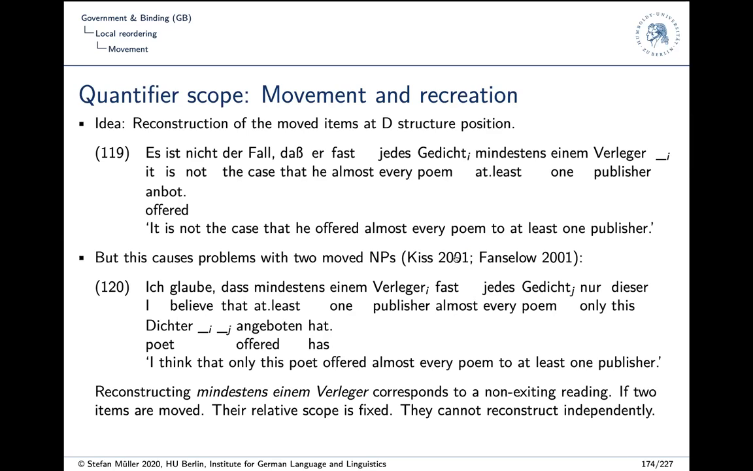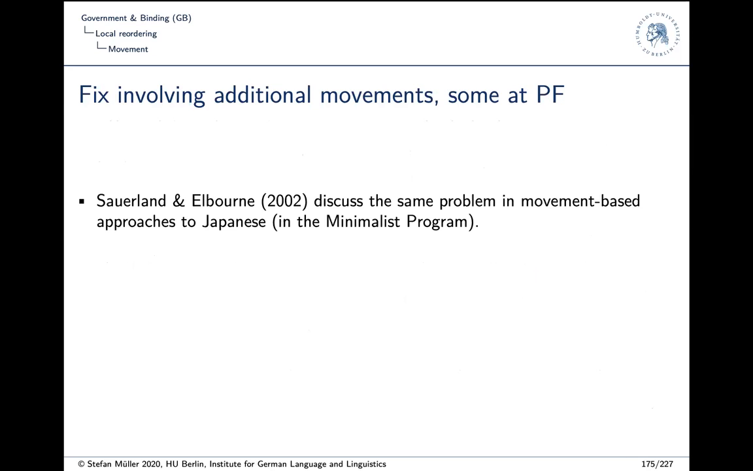So there have to be other accounts of the scopings, and the movement-based approach makes wrong predictions. There have been attempts to fix that. One paper by Sauerland and Ilborn discusses the problem in the minimalist program. They discuss Japanese data, but it's basically the same. Japanese is an SOV language like German, and there is also scrambling, reordering of arguments, and the problem is the same there.